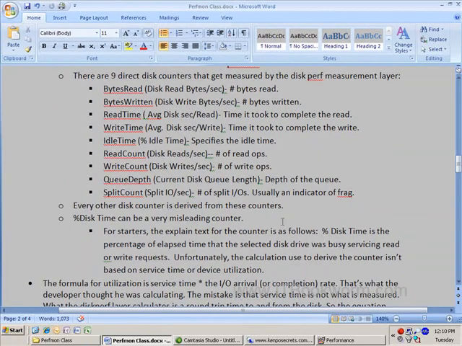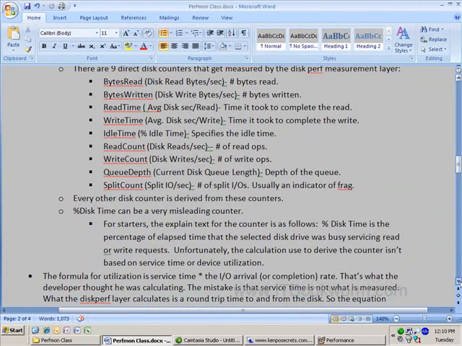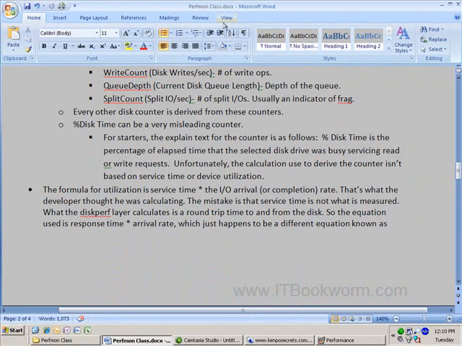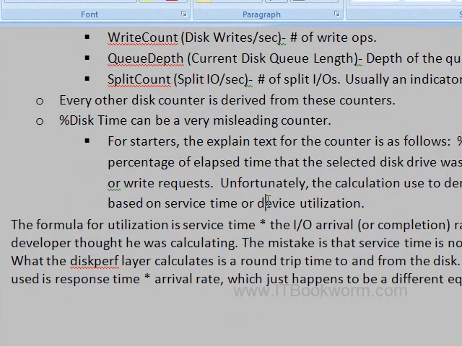So one of the things that I was talking about last time is the misleading disk counters, and the big misleading disk counter is percent disk time. A lot of people go by what it says in the Perfmon explanation, which is: percent disk time is the percentage of elapsed time that the selected disk drive was busy servicing read or write requests.